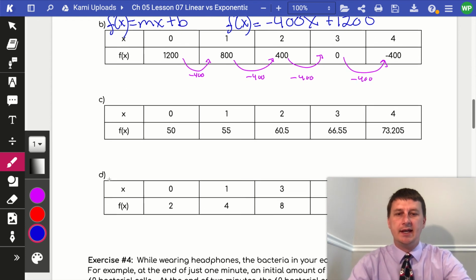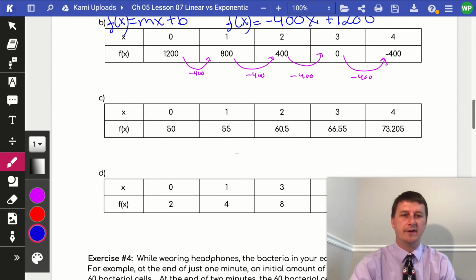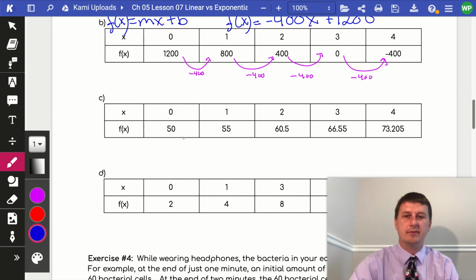Let's look at part C now. Part C, we have 0, 1, 2, 3, 4, and then we're going from 50 to 55 to 60.5 to 66.55 to 73.205. And we could tell that this is not adding the same amount, so we are multiplying by something here, but we have to figure out what that something is we're multiplying by. So if we don't know right away, if it's not easy for us to see, what we can do is we can do 55 divided by 50 and see what that gives us.